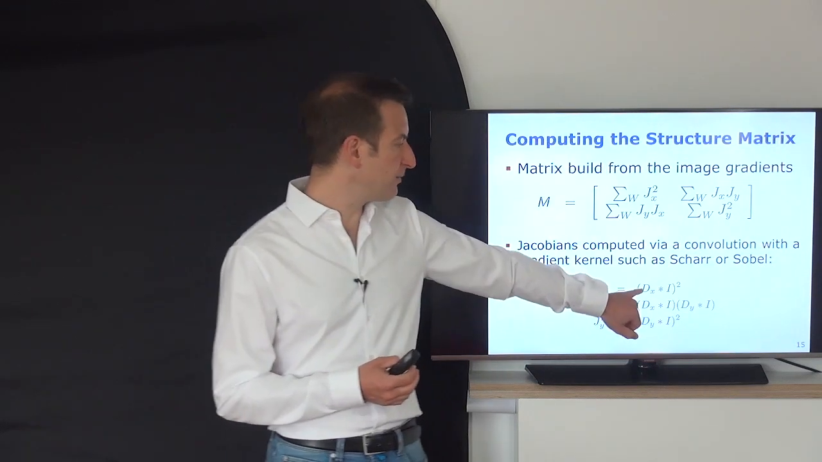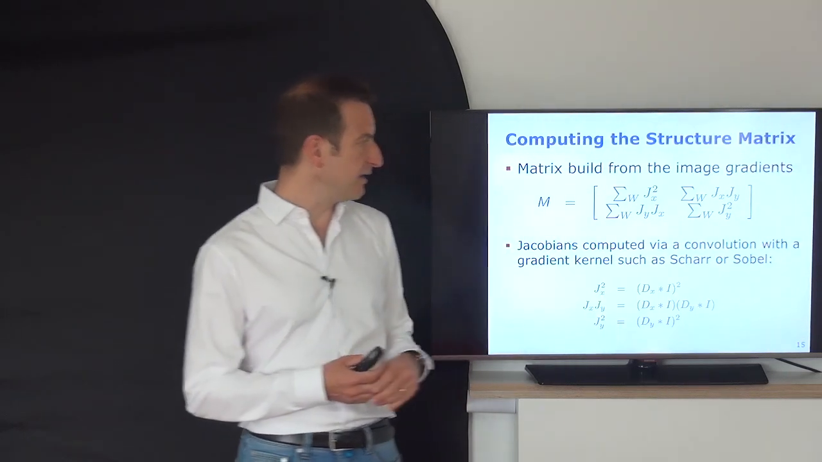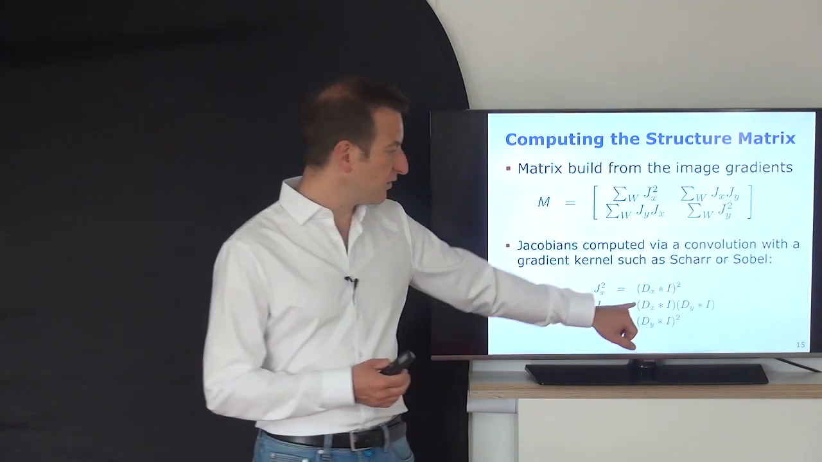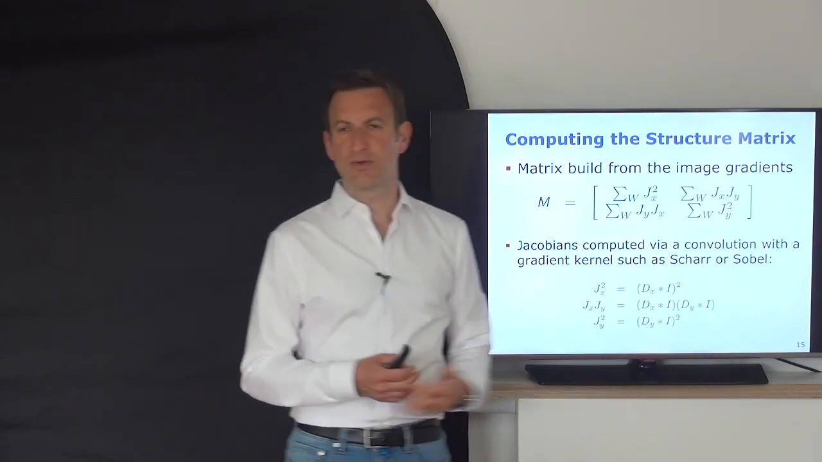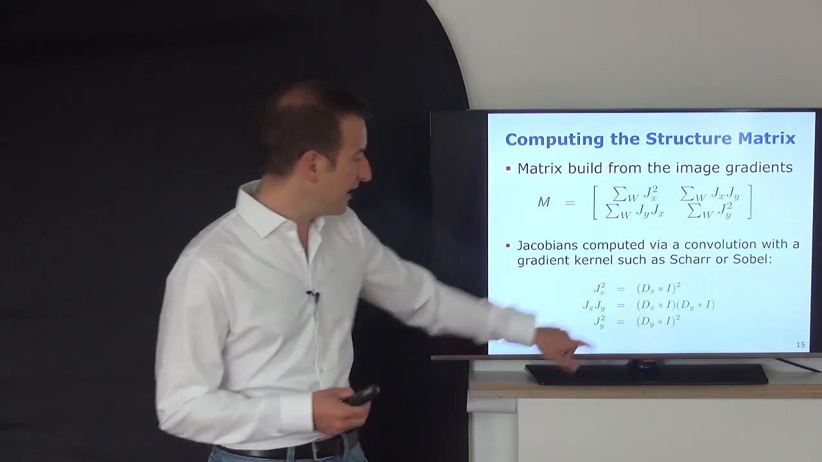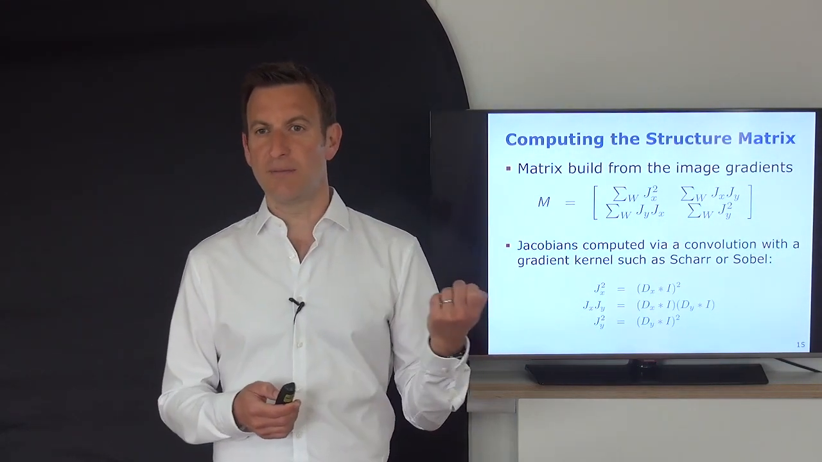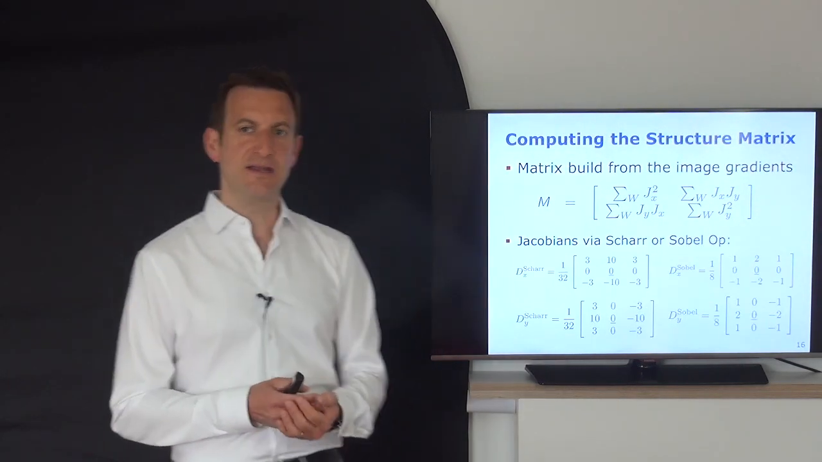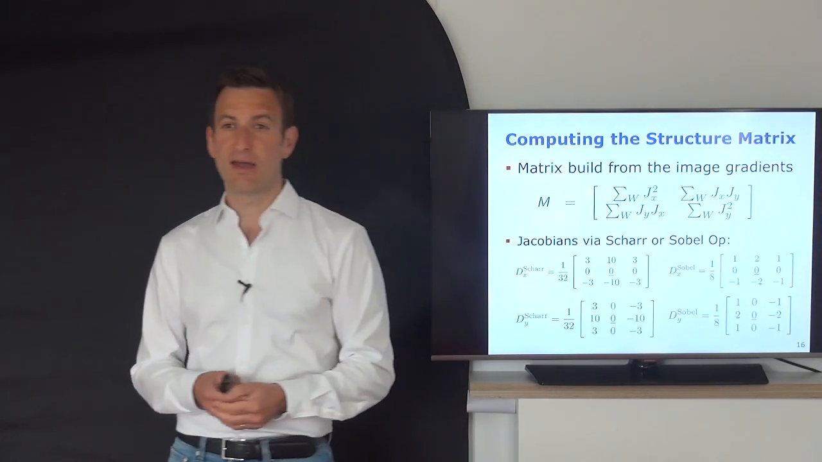So we have a derivative operator in x, which is convolved with the image and squared in order to get the elements over here. For the off-diagonal elements, we have the differentiation operator in x and in y, always convolved once with the image, and the same thing for y down here. Again, these are Sobel or Scharr operators that you can use to compute the first derivatives of your image function. Here is an example of how the Scharr operator in x and y, or the Sobel operator in x and y, look.